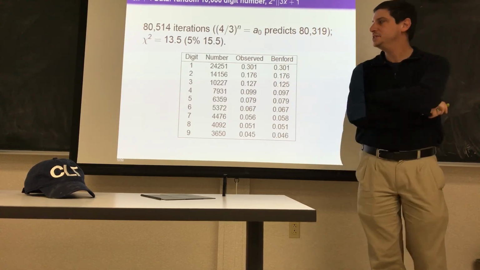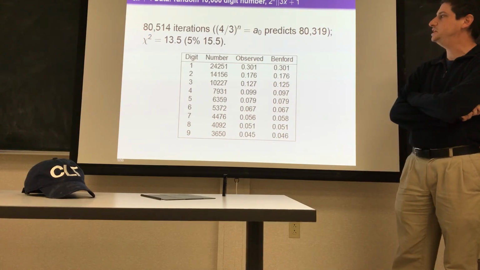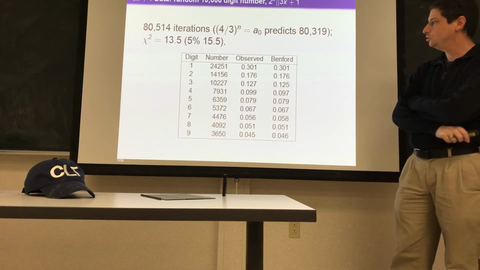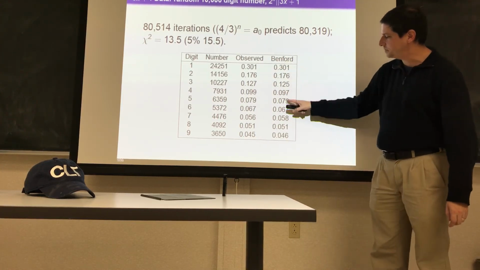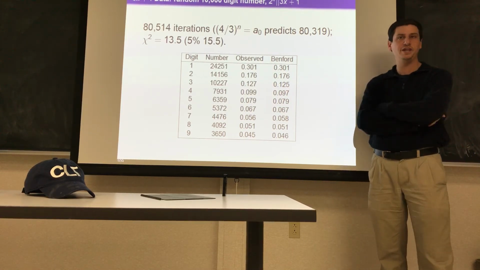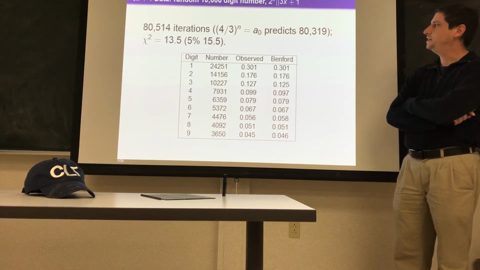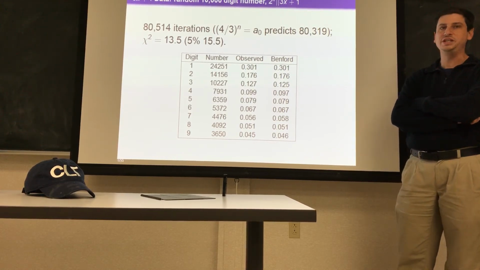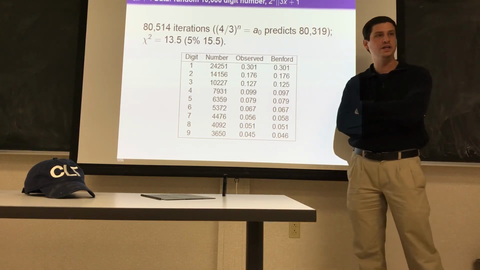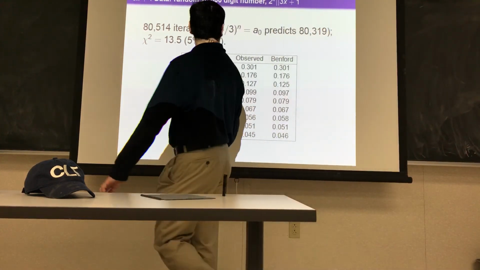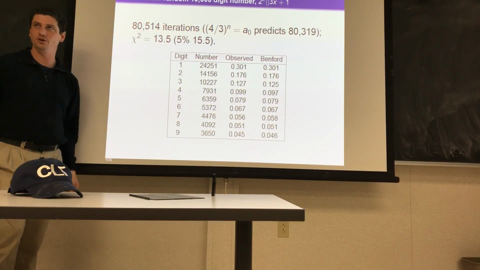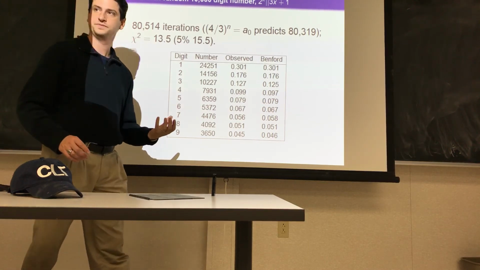So just to give you some sense of the data, here's looking at 80,000 iterations, starting with a 10,000 digit random number, looking at the observed probabilities and looking at the Benford probabilities and just seeing the remarkable behavior. There is a huge amount of theory to this. So I'm writing that it took us 80,514 iterations before we got down to 1. There's a theory that predicts how much it should be, and the prediction for a number of that size is it should be roughly 80,319. Remarkable agreement. This is just the tip of the iceberg.